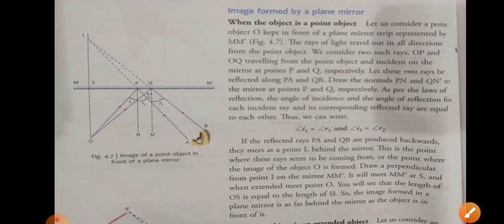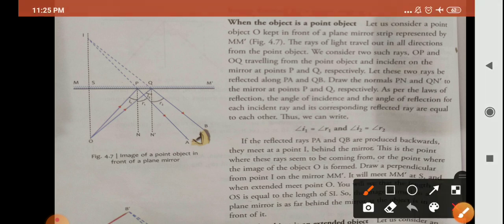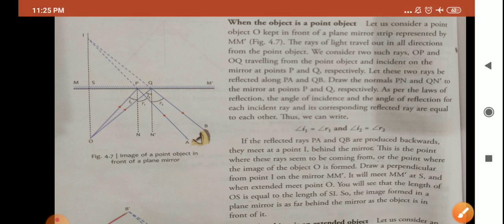Now same thing is given here also. You can see, let us consider, I am reading here children. Let us consider a point object O kept in front of the plane mirror strip represented by dash. As I told you the name, what is the name of this plane mirror strip? Dash.